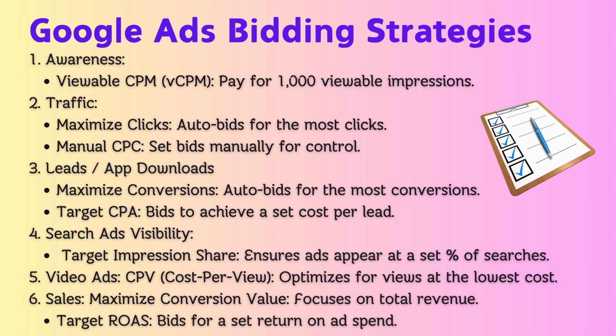And the next bidding strategy is video ads. It is cost per view. For cost per view, we get optimized views at a lower cost. For these views, I'll be paying this much.